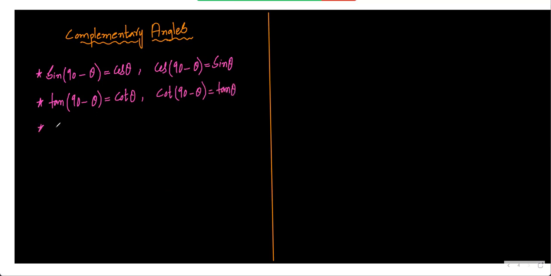Secant value will also change in first quadrant. Secant 90 minus angle theta is equal to cosecant theta. But this concept we are using in rare cases. Third concept. Cosecant 90 minus theta is equals to secant theta. This concept, and moreover, one more.